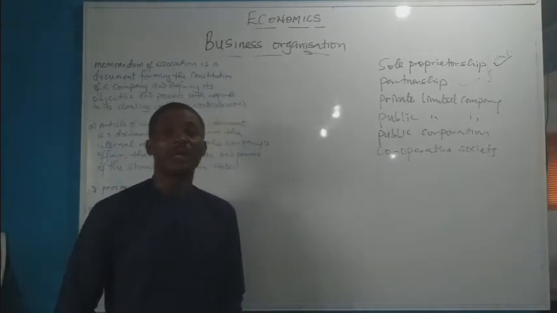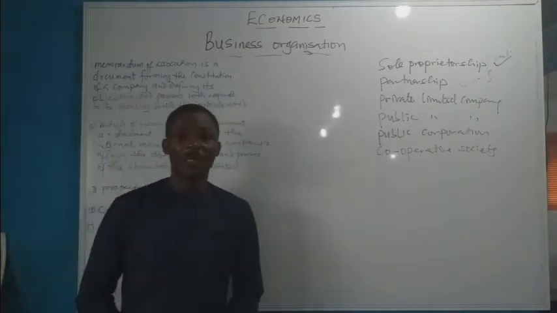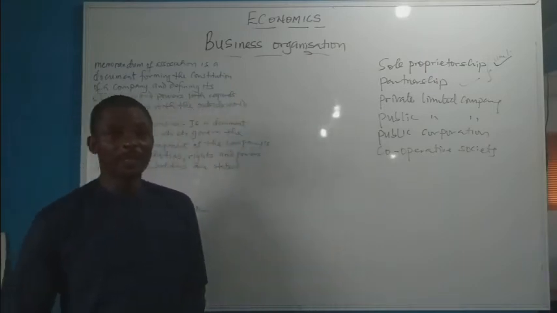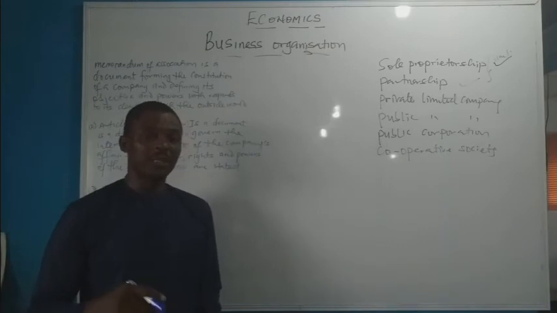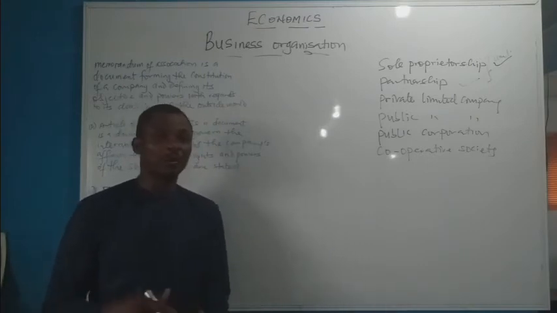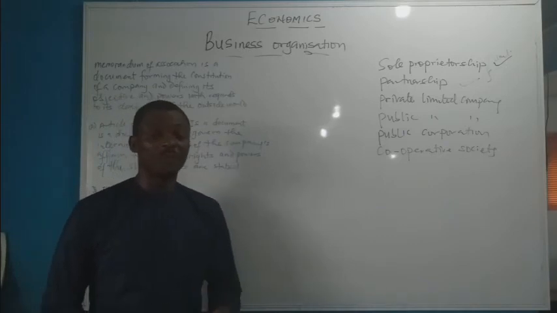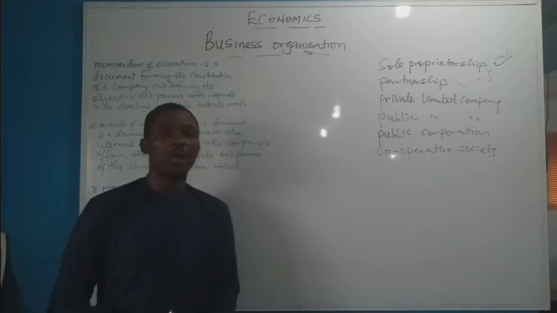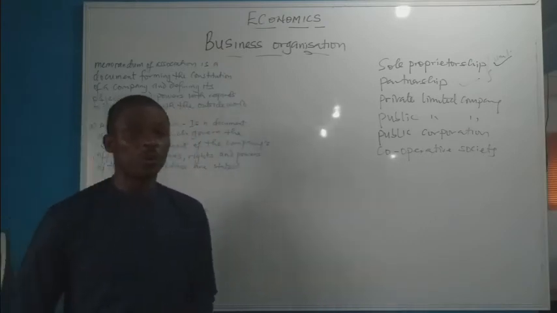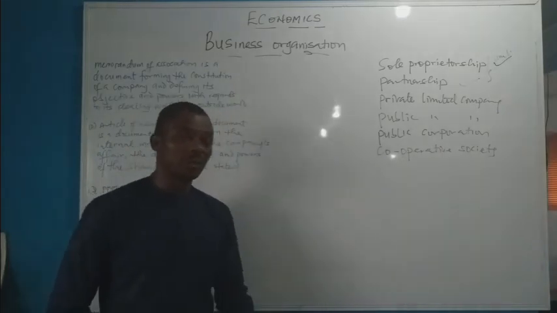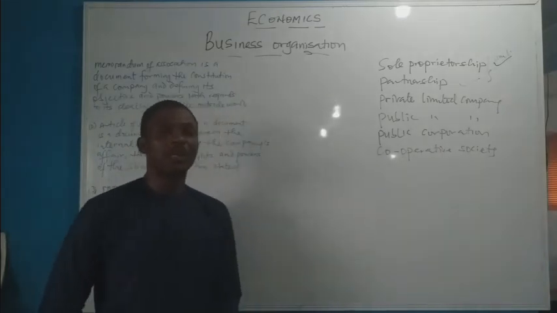Alright, having said that, the limited liability company is divided into two. We have the private limited liability company and the public limited liability company. Now, what is the private limited liability company? It's a company in which the Act does not allow it to subscribe shares to the members of the public. It cannot transfer shares to the members of the public, and it's made up of a minimum of 2 and a maximum of 50 shareholders. That's why it's called a private limited liability company.